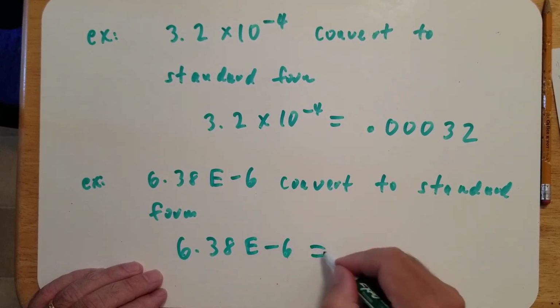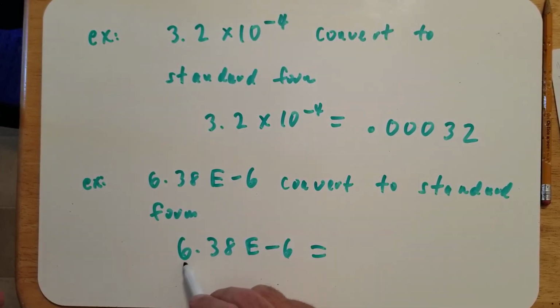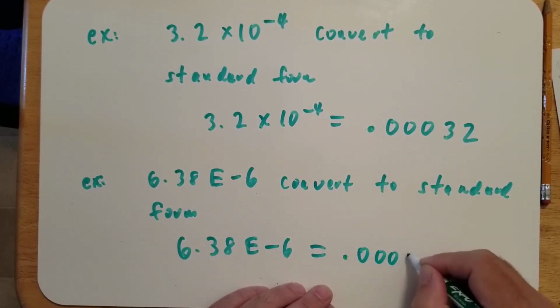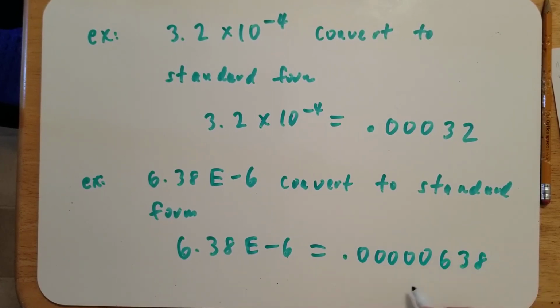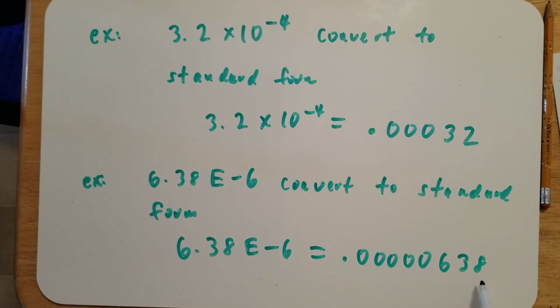Because that's a minus 6, I'm going to put one less zero in front of the 6. So I'm going to put 5 zeros, point, 1, 2, 3, 4, 5 zeros, and then copy the 638. And that's 6.38 e minus 6 written in standard form.